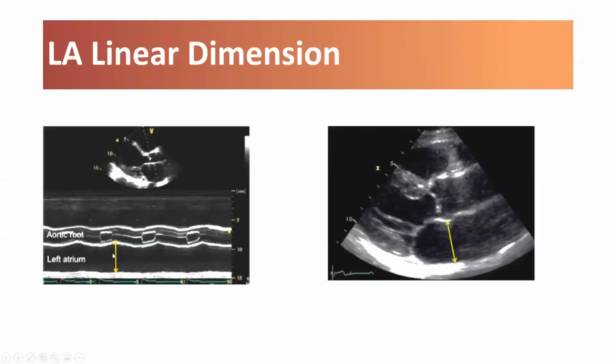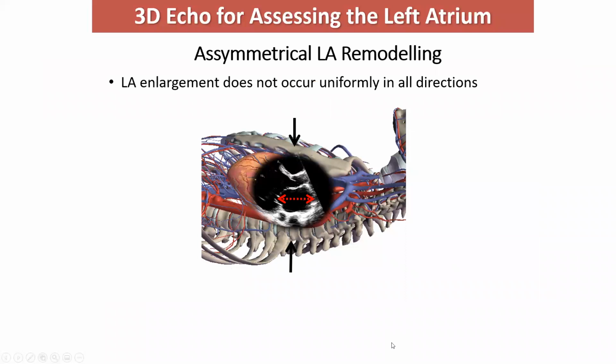So left atrial linear dimensions are made by looking for the long axis of the left atrium and making a perpendicular measurement of the left atrium. Now, it's important to realize, and this is a slide that I borrowed from Dr. Lang, this kind of ghoulish slide that you see here shows that if you just rely on the AP dimension of the left atrium, you may be missing out on left atrial expansion because the remodeling of the left atrium may be principally along the left atrial long axis.